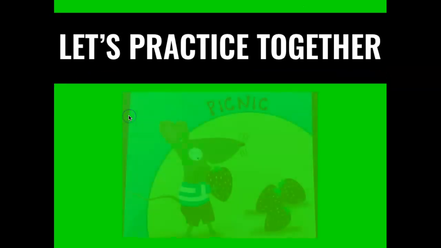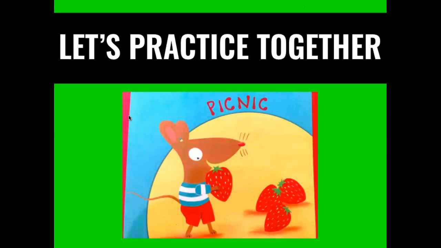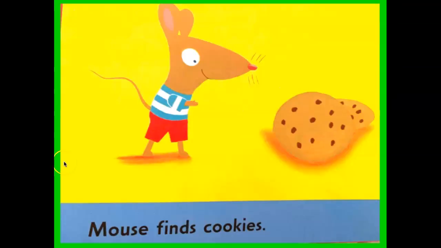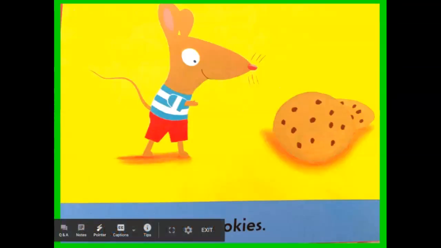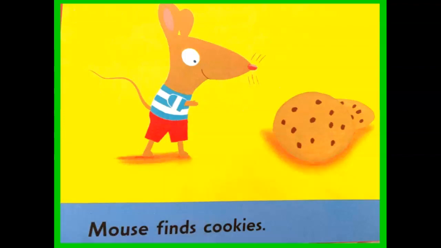I'll read this book, Picnic by Phyllis Root. As I read, I'm going to be on the lookout for the page where the pattern breaks. It's often the last page. Here's how the pattern goes in this book. Mouse finds cookies. You can read the next few pages along with me by following the pattern.